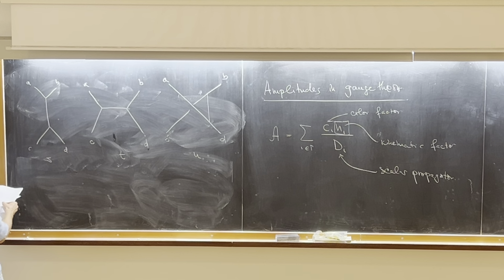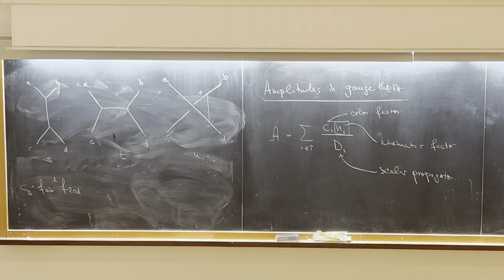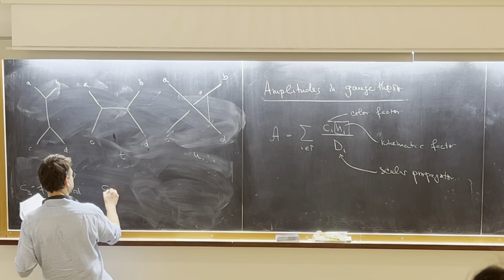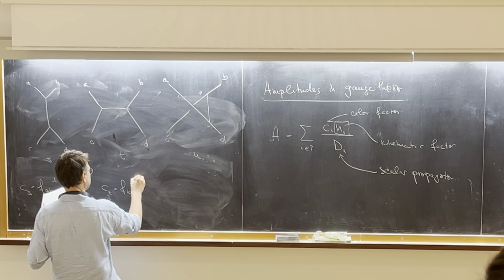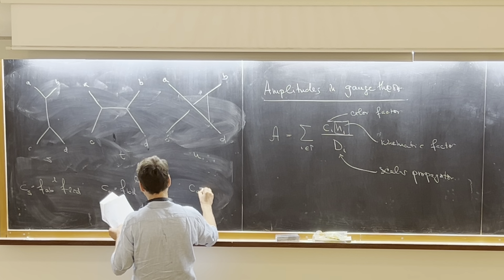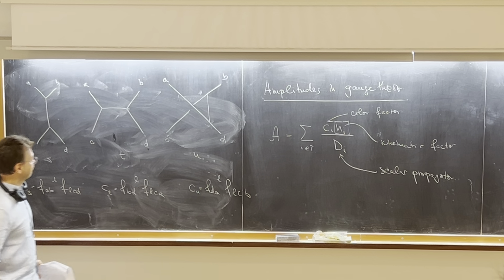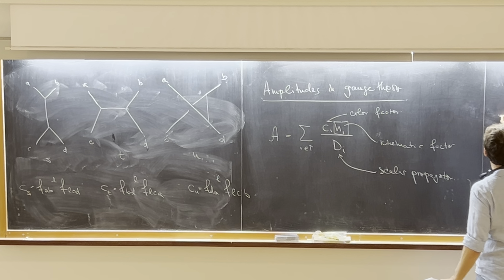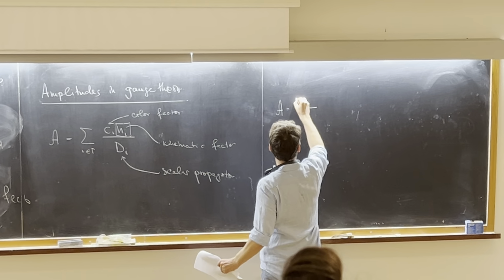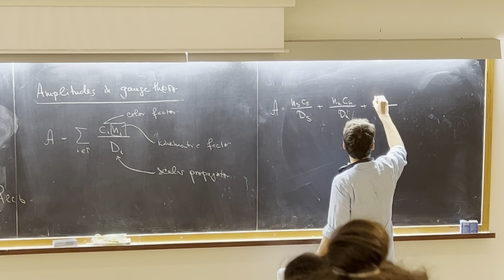Then, of course, I can write the color factors, and this will be true for any gauge theory with some Lie algebra. c_s is f^{abl} f^{lcd}, constructed according to this graph. Then c_t will be f^{bdl} f^{lca}. And then c_u will be f^{dal} f^{lcb}. Then for these graphs, my amplitude will look as follows: n_s c_s over d_s, plus n_u c_u over d_u, plus n_t c_t over d_t.